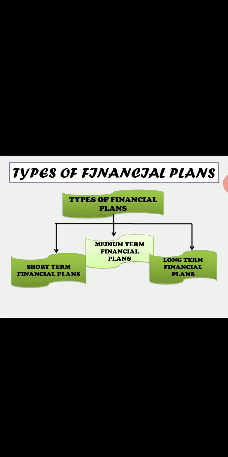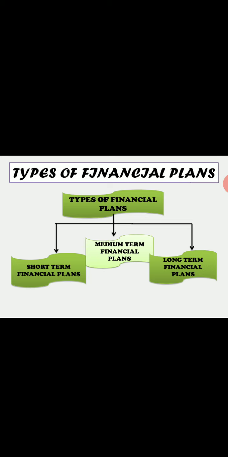In my previous video I explained the meaning of a financial plan and the purpose of planning, in terms of how funds should be acquired and how they should be utilized. We also discussed certain objectives of financial planning: when the financial planner makes a financial plan, what objectives he needs to keep in mind to achieve both short term and long term goals. So in this video, I'll continue with the types of financial plans.